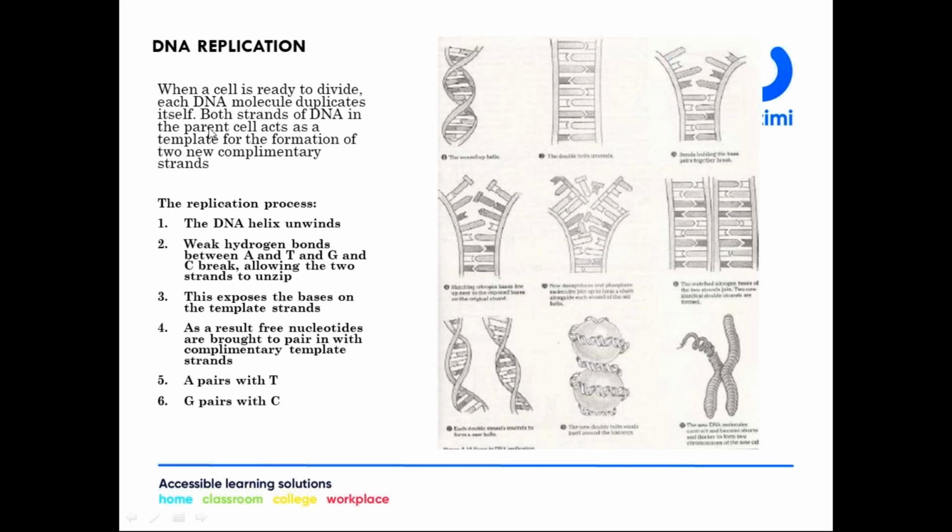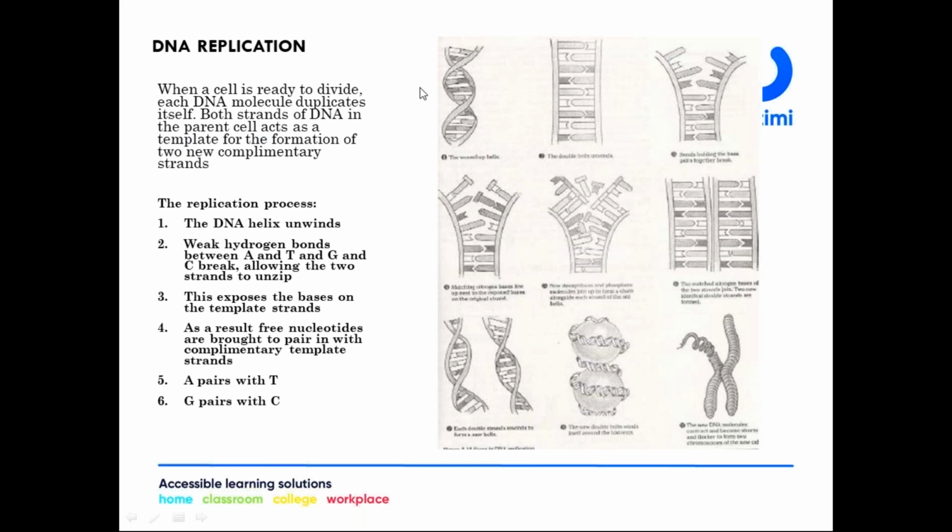Okay. When a cell is ready to divide by mitosis, each DNA molecule duplicates itself. Both strands of DNA in the parent cell act as a template for the formation of the new complementary strands. Okay, so this is what happens.